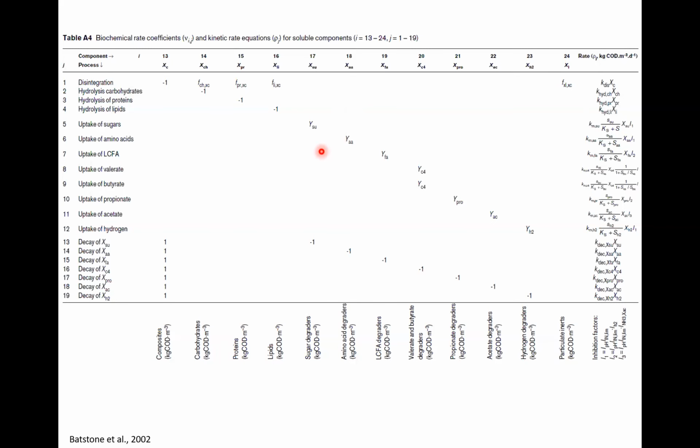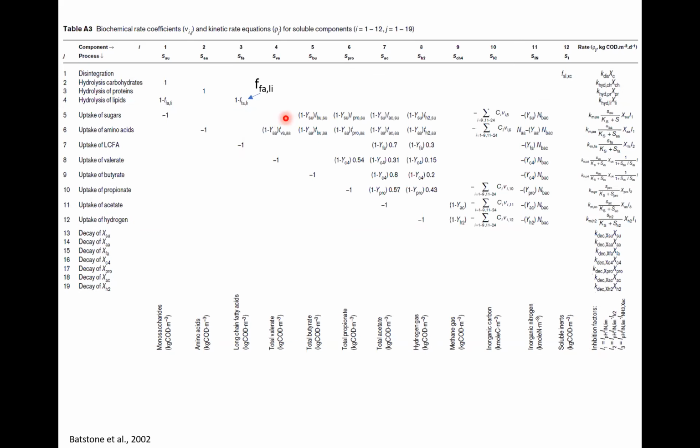How to read this one? Just a reminder that there was a typo in the publication. This should be f_fa,li, not 1 minus. So we need to delete the 1 minus here, and the value should be f_fa,li. Okay, how to do this one?